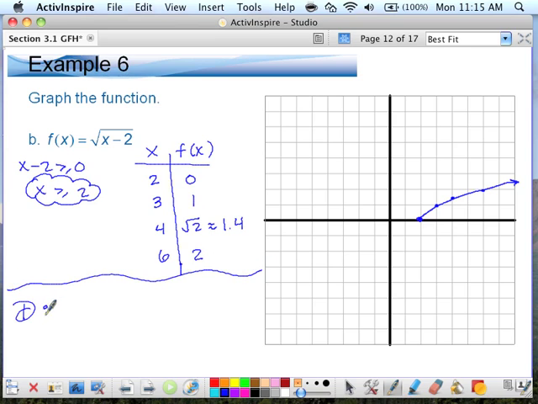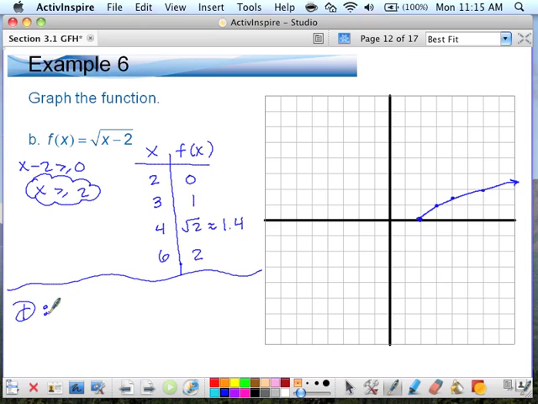Can anyone tell me the domain of that graph? Well, look back at the original problem. What were its restrictions? X had to be greater than or equal to 2. So take a look. Run your arm from the far left to the far right. Am I using any of these x's over here to the left? So it's greater than or equal to 2.